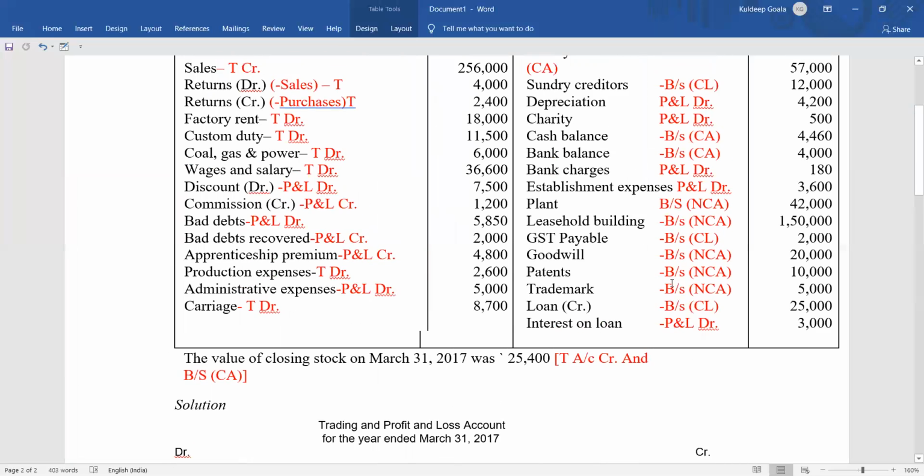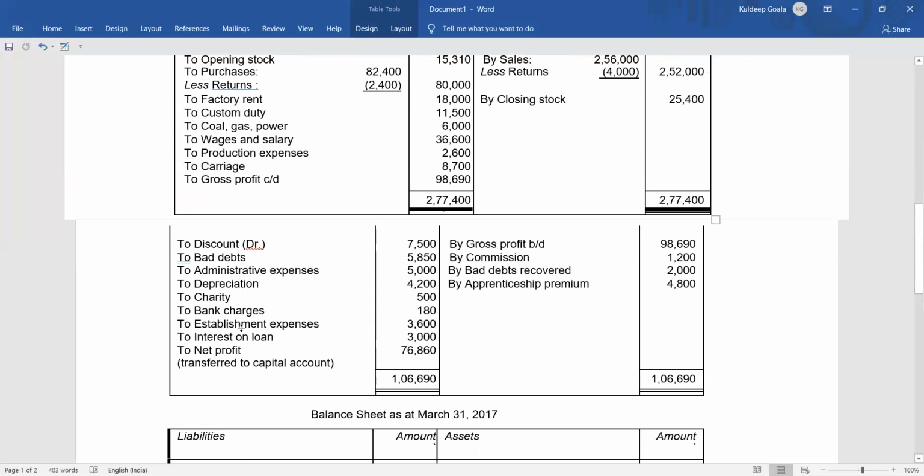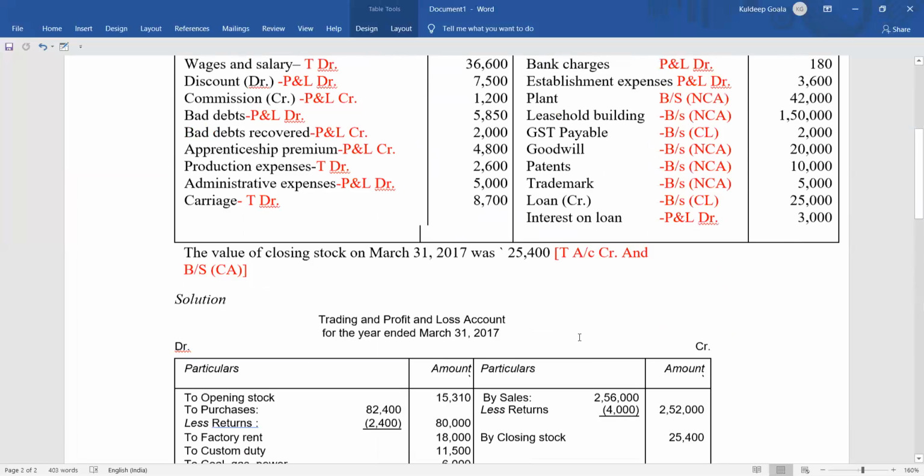Thereafter, what is there? Cash balance. It will not come here. Bank. Then we have got bank charges of 180 rupees. It will come in the profit and loss debit side. So two bank charges. How much? 180 rupees. Okay. Then what is there after that?